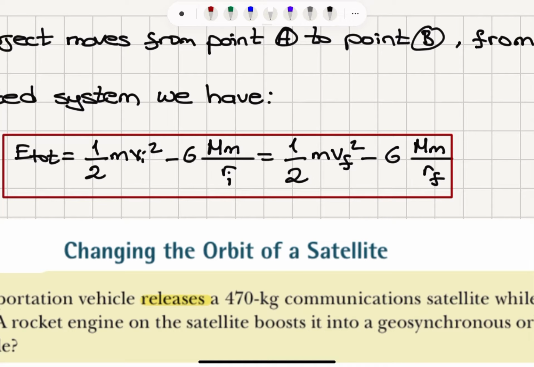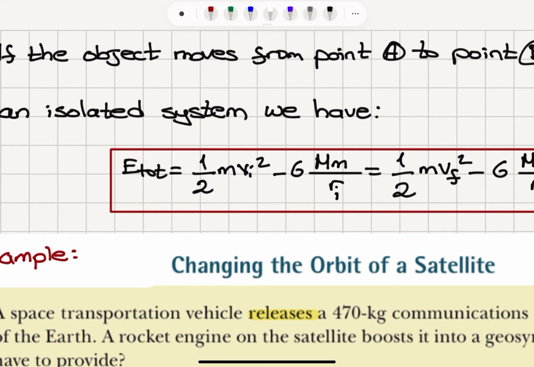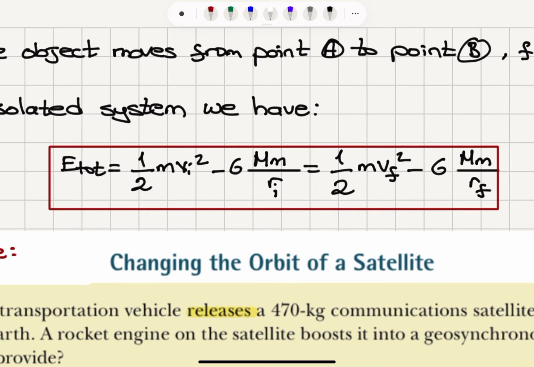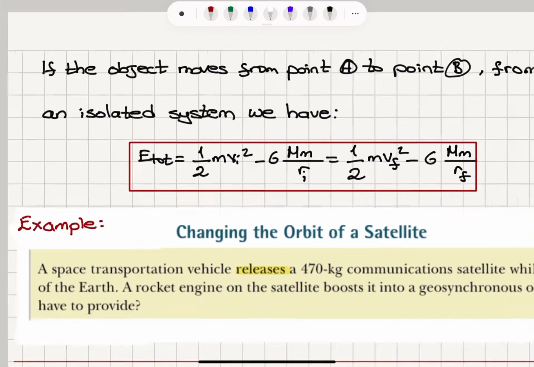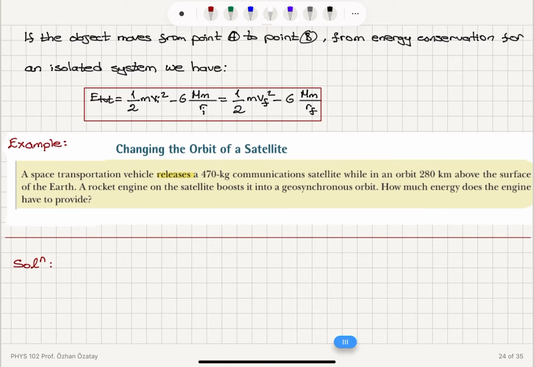And if we go to our final orbit, now we will have a final kinetic energy 1/2 m v final squared minus G capital M m over r final. So if this is an isolated system, there is no energy transfer in or out of the system, then we will have this energy conservation equation.